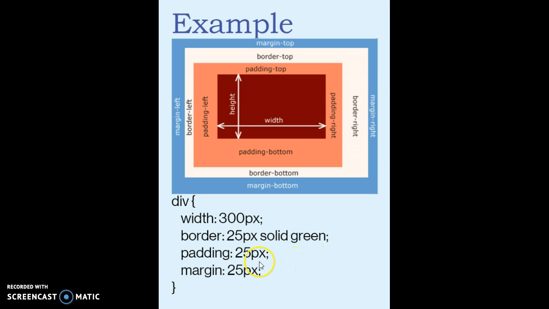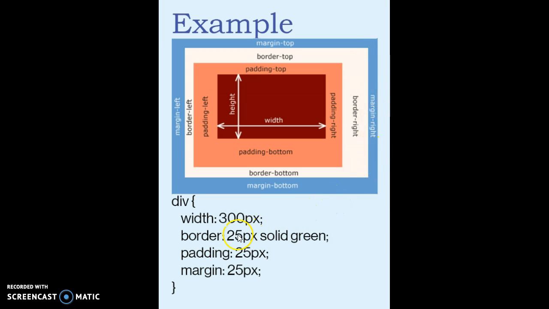And then we have our margin. Now remember, this is between the elements. It exists outside the element and creates space between the surrounding elements, basically. So we're going to put 25 in between. We don't want anything to be touching. That just looks bad. So we're going to set a margin.